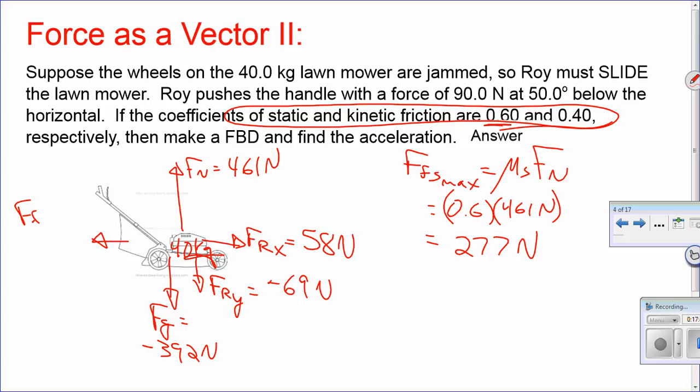Force of friction static, how much? 277? Negative 58 newtons, and it doesn't move, right? Cool.